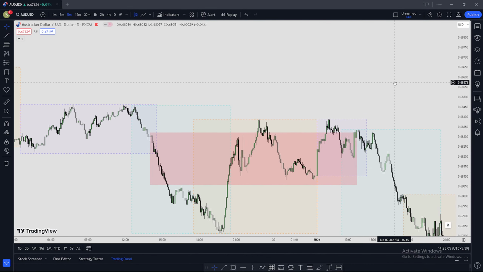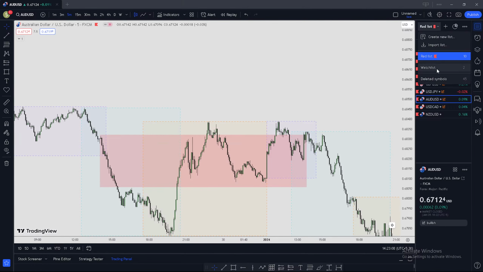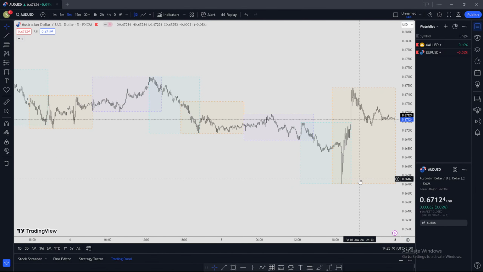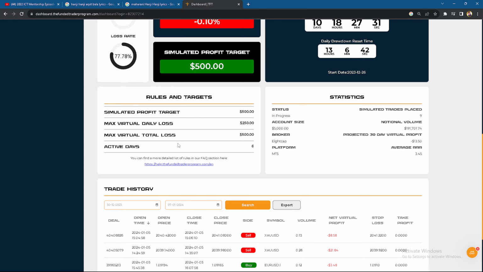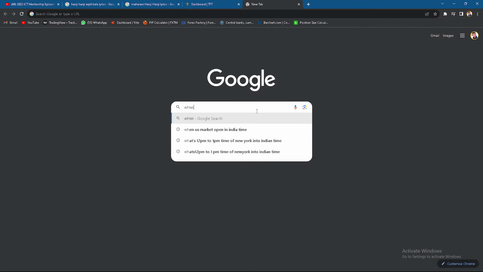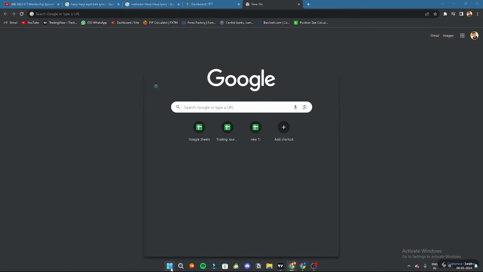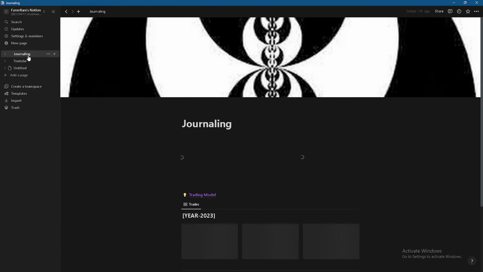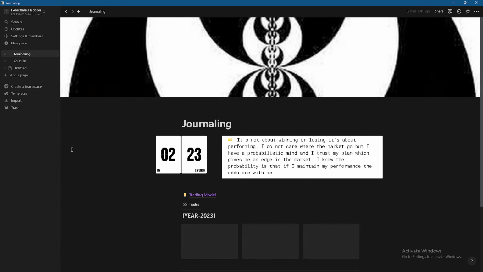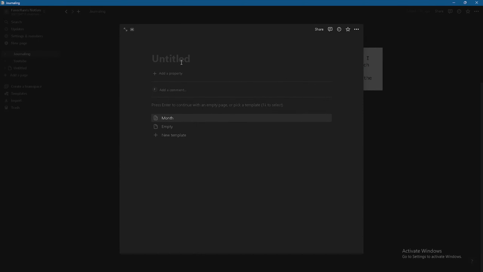Okay, moving ahead. So what I'll do, my aim is first of all, let me just open Notion. Journaling section. I'll be creating a new backtest. Okay, this is my backtest one.